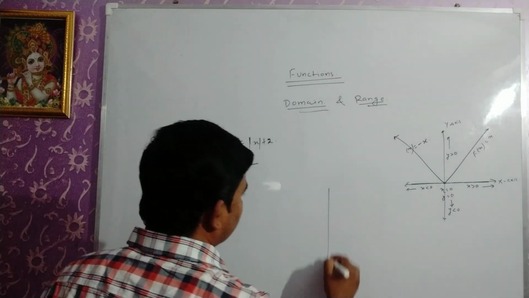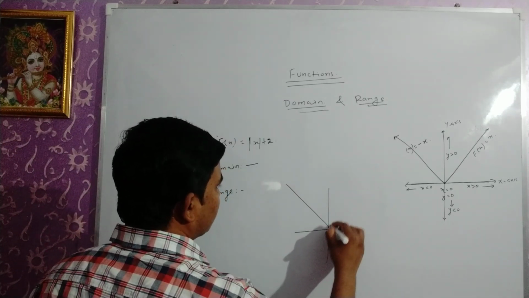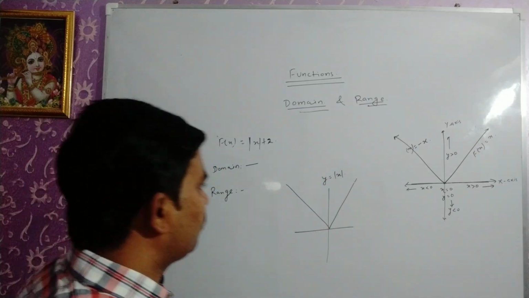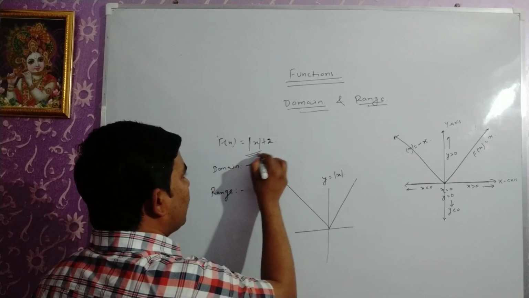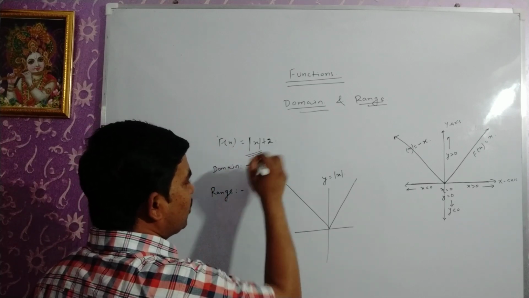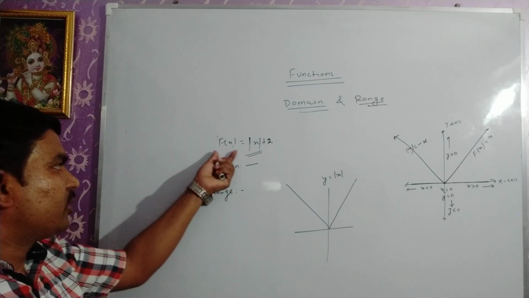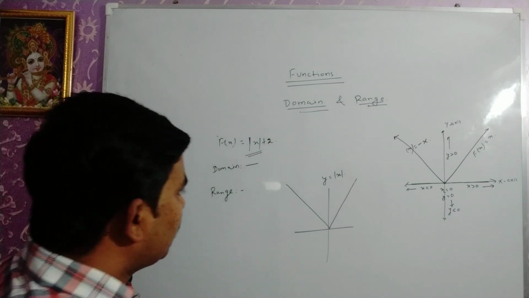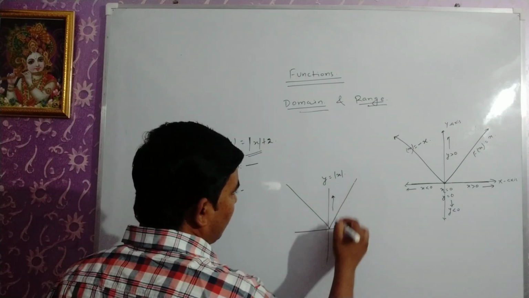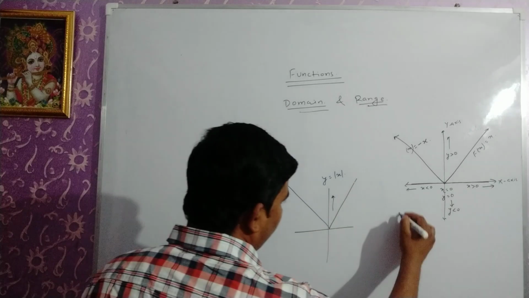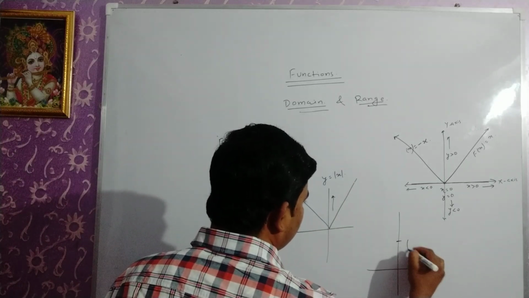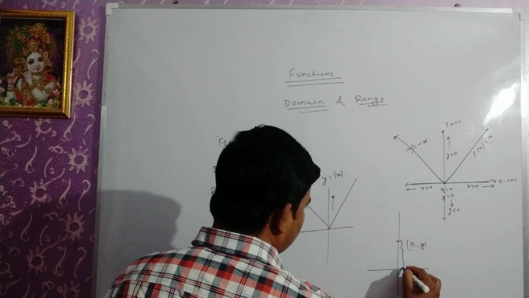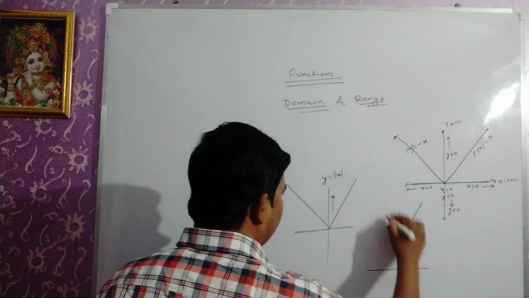First we draw the initial curve y equal to f(x), which is y equal to mod x. Now we have to draw y equal to f(x) equal to mod x plus 2. It means that we have to increase the value of f(x) by 2 units. So it will go like this because y is increasing in this direction. Suppose this is 0 and this is 2. These are the 2 units. So your graph will be like this.